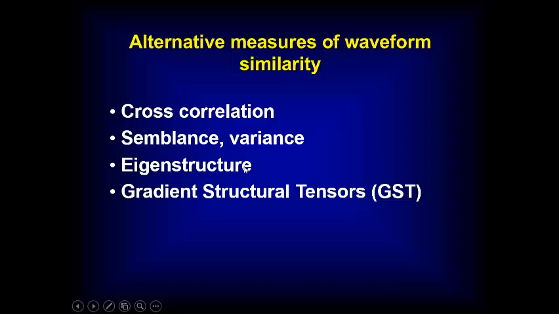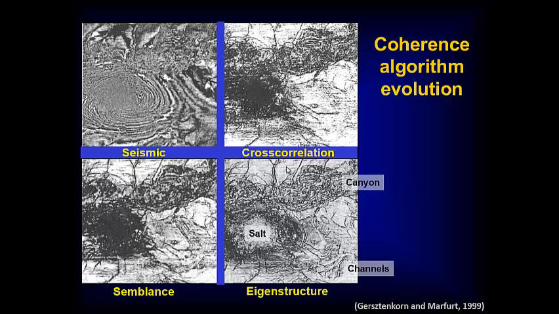This eigenstructure has also given way to another variation, which is referred to as the energy ratio algorithm, and that is what I'm going to show you here in some of these examples. First, a comparison of the coherence algorithms.